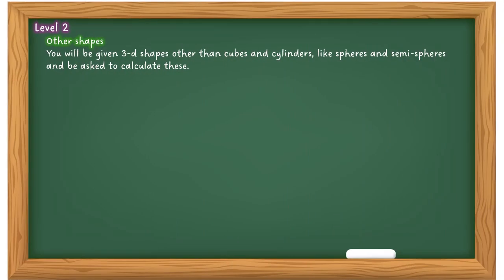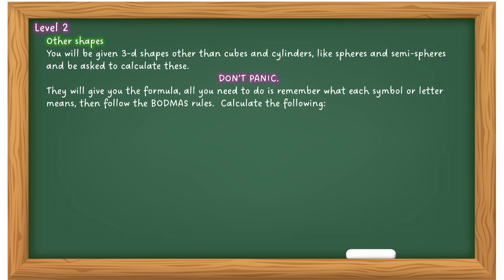The formulas I've taught you so far are all the formulas you need to know. But you may be given other shapes and be asked to work out their volume. So how do you do that? Well, you'll be given 3D shapes other than cubes or cylinders, like spheres and hemispheres, and be asked to calculate these. Don't panic. They will give you the formula. All you need to do is remember what each symbol or letter means, and then follow the BODMAS rules to calculate.